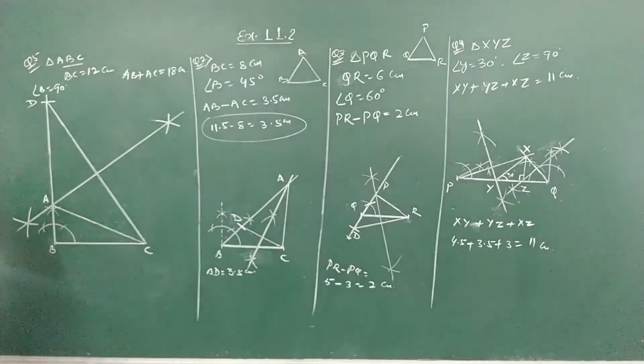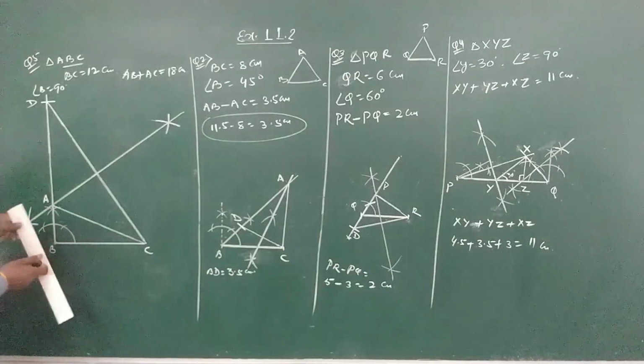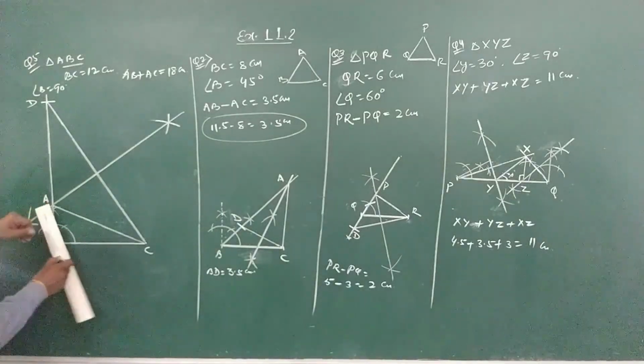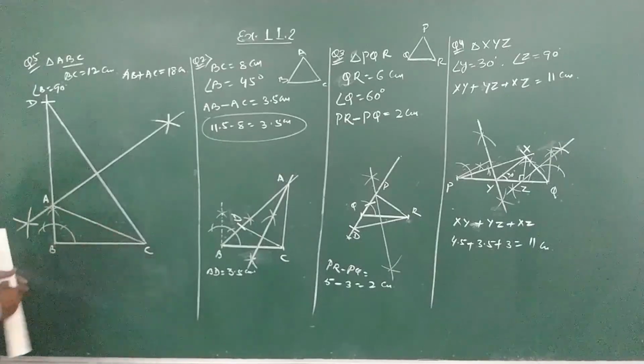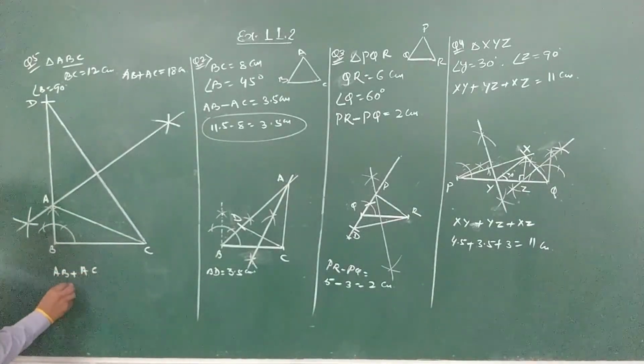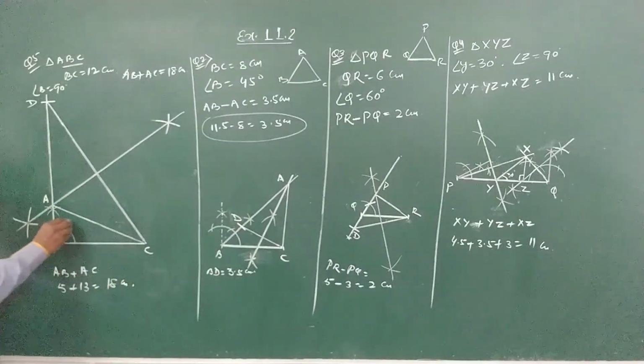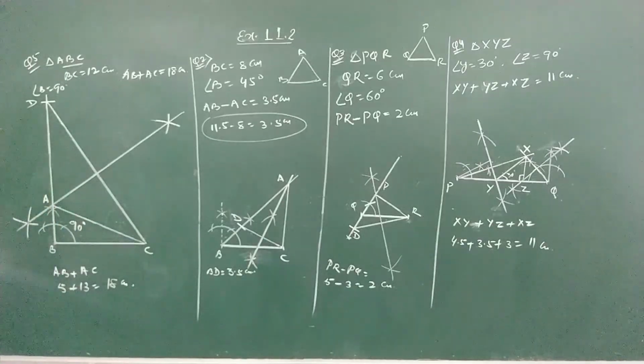You can check by adding these two sides. You can see AB is equal to 5 and this one is your 13. So AB plus AC, it's 5 and 13, so it becomes 18 centimeter. So our construction is absolutely right. You will write down the steps in your own language. So this is your exercise 11.1.